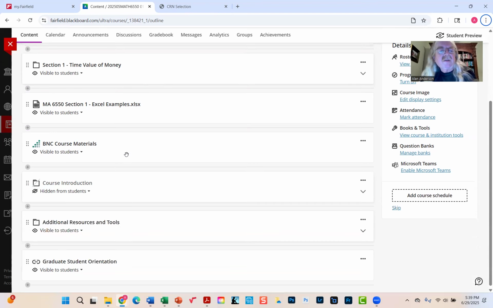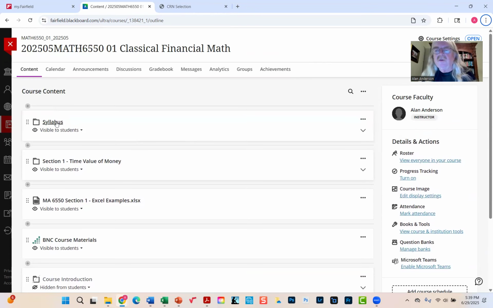What I've posted at the moment, and I'll of course continue populating this with the course content, is a syllabus, which we'll go over in a minute. The first section that we'll be considering is the time value of money. And then there's a corresponding spreadsheet with Excel examples to help us understand what we're doing in section 1.